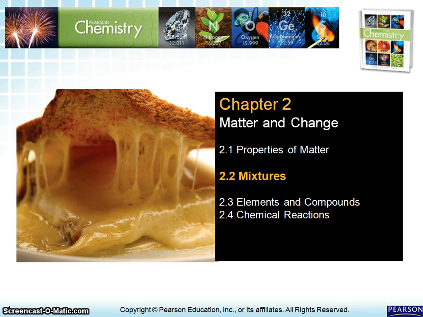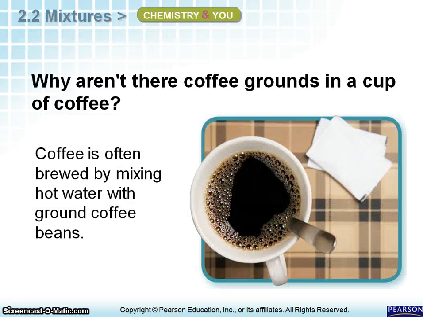Class. Today we're going to talk about Chapter 2.2 in mixtures. We have an example here of a coffee cup with coffee in it, and we know that coffee is brewed by mixing the hot water and the coffee grounds in the beans. But what does that mean as far as a mixture is concerned?